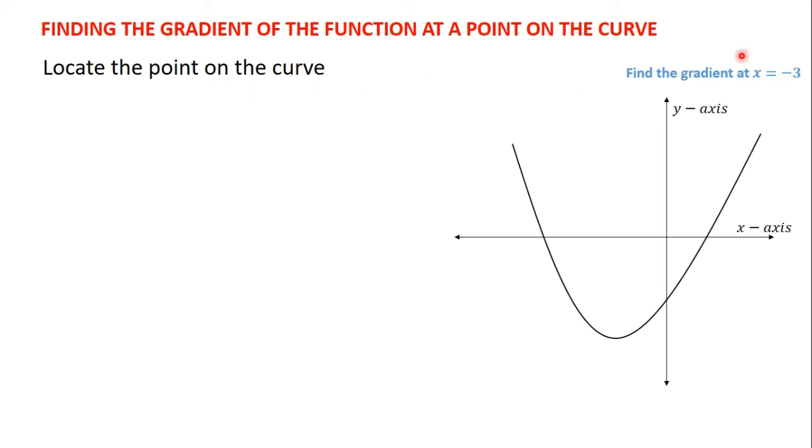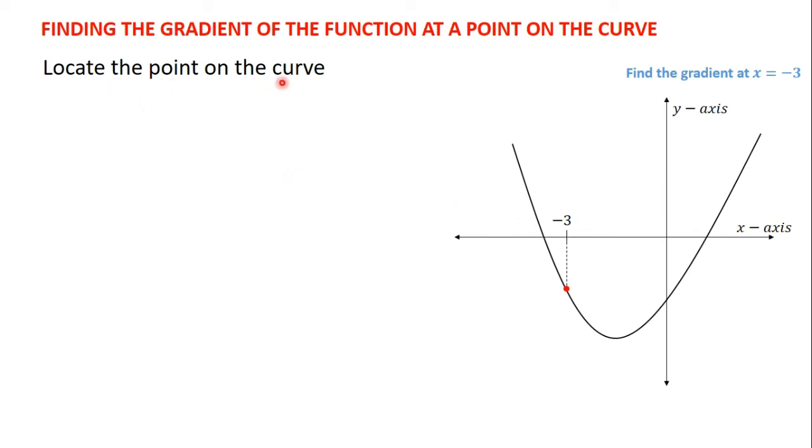So we have to locate the point x is equal to -3 on the curve. You come to the x-axis and you locate -3. You can see that -3 on the x-axis does not fall on the curve, so you have to trace it to the curve. You trace it downwards to meet the curve at this point. So at this point on the curve, x is equal to -3, as you can clearly see.